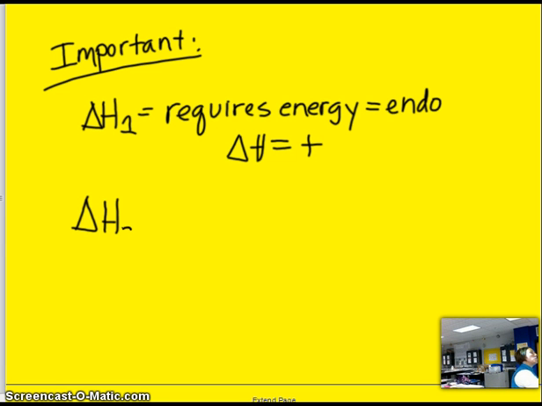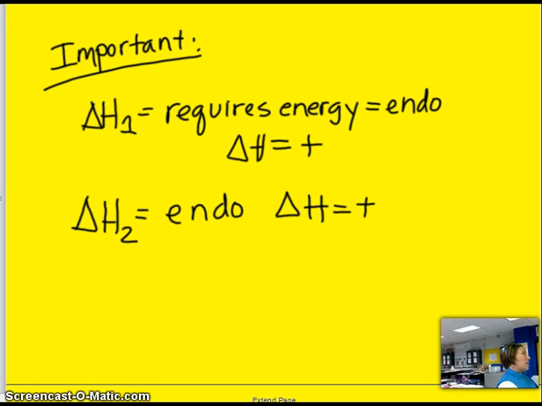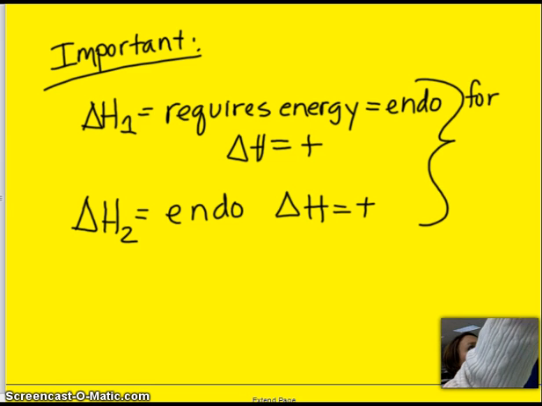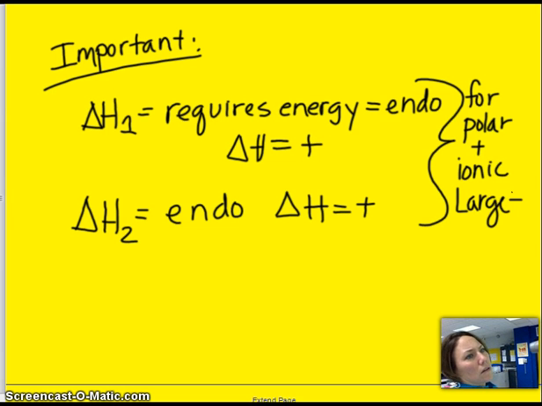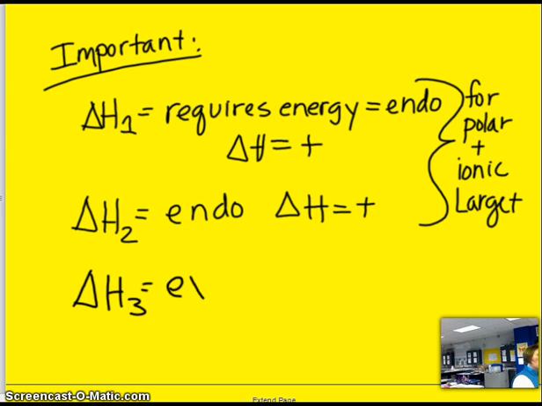Delta H2, separating the solvent, is also endothermic. It's also energy requiring, so delta H is positive. And again, for both of these, for polar and ionic, it's a large positive, okay? But for nonpolar, it's not so much of a large positive. But delta H3, when they mix, that is an energy releasing, usually, process. That tends to be exothermic. And delta H is negative, okay?